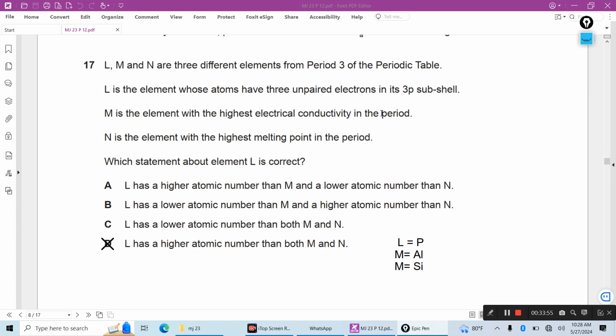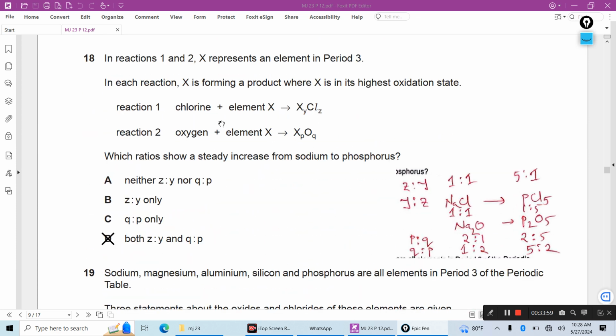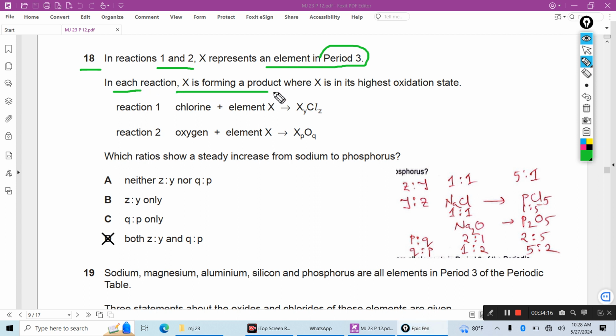Then next, 18. In reaction 1 or 2, X represents an element of period 3. In each reaction, X forms a product where X is in its highest oxidation state. So in reaction 1, chlorine and element X: Y is the valency of chlorine and Z is the valency of X, so Z will be the highest. And with oxygen and element X, Q is the valency of X and P is the valency of oxygen, so Q will be the highest.